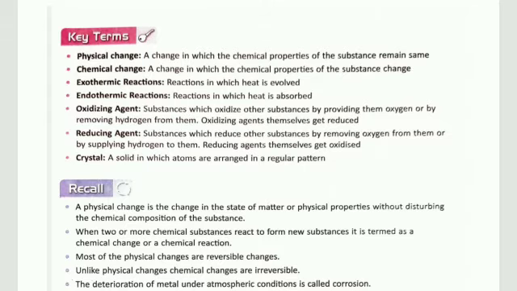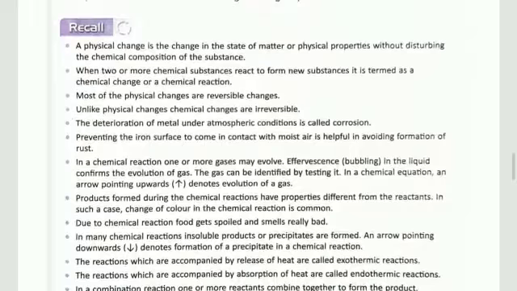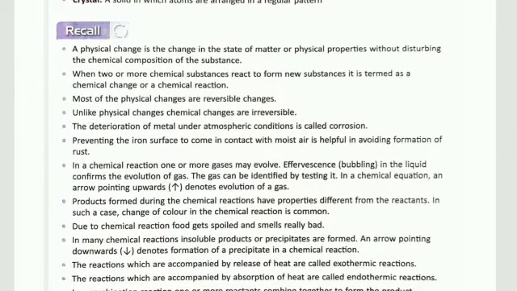Reducing agent: substance which reduces other substances by removing oxygen from them and by supplying hydrogen to them. Reducing agents themselves get oxidized. It is the opposite of the name: reducing agents get oxidized, oxidizing agents get reduced, just opposite. Recall means overall what you have learned in this chapter.